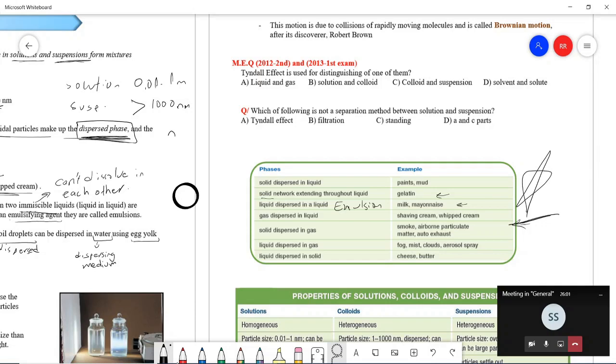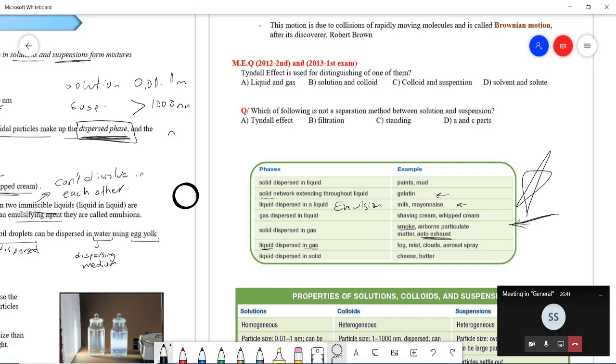What else do we have? Gas dispersed in liquid: shaving cream and whipped cream. Solid dispersed in gas, like smoke, the smokes that we talked about before. Airborne particulate matter, any solid particle that's in the air. Airborne means in the air. Auto exhaust, again, is the smoke that comes out of the exhaust of a car. Liquid dispersed in gas.